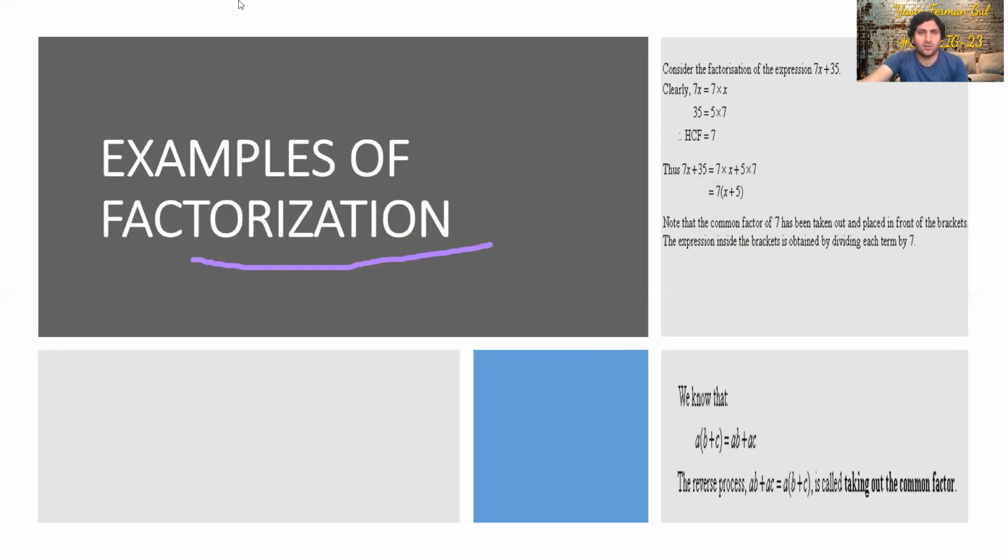Let me just write here. This is my expression, 7x + 35. So we said the highest common factor of 7 and 35 is 7. That is the HCF.